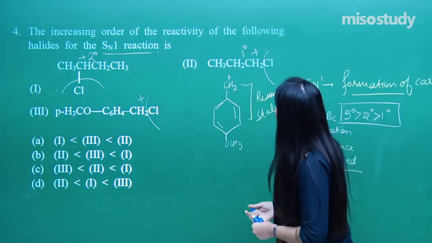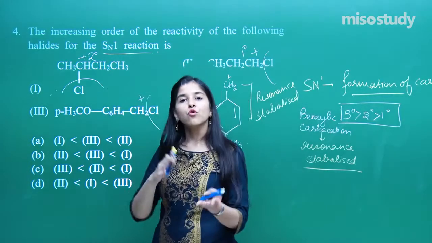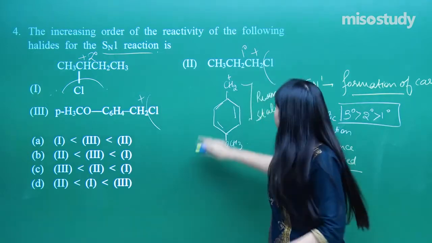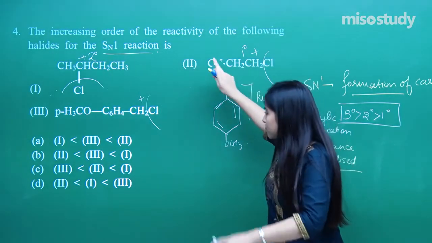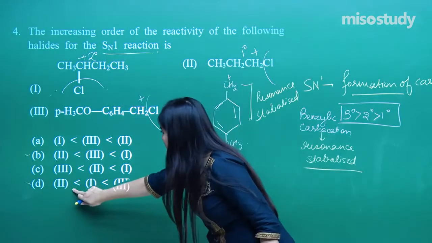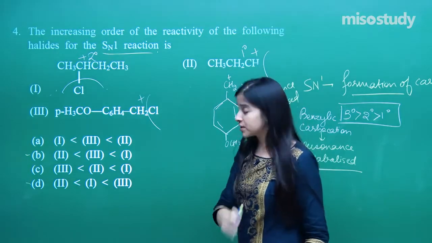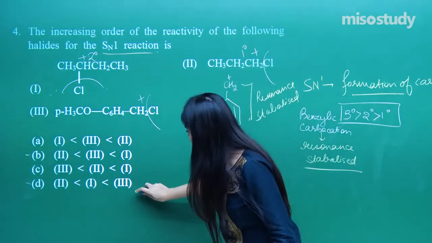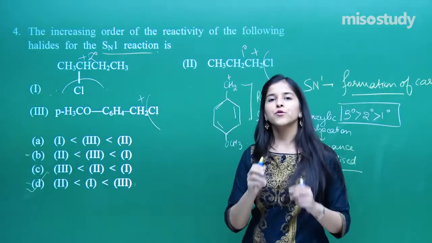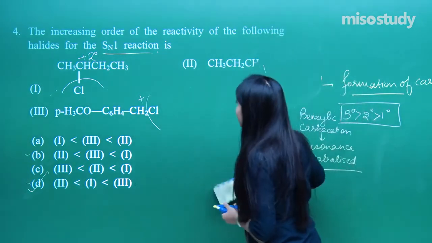Over here this is primary, it will be the least. Secondary would be more than the primary one. It will have a higher reactivity than the primary one. So the second one is the least, and the third one is the highest reactivity order. I've got my answer over here, that is D. I hope you all have got it too. Let's move on to the next question. What do we have in the next question?